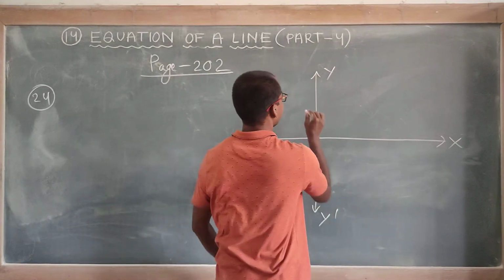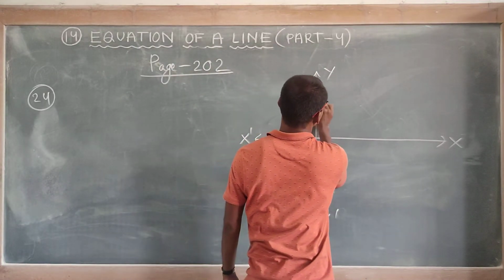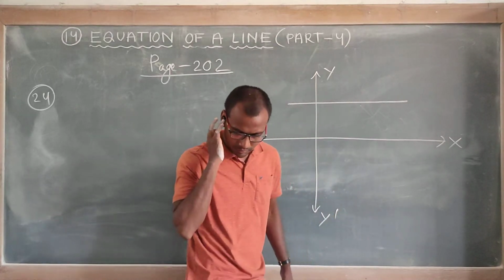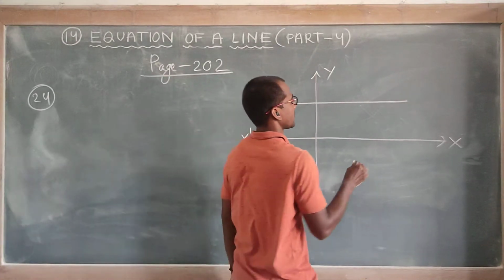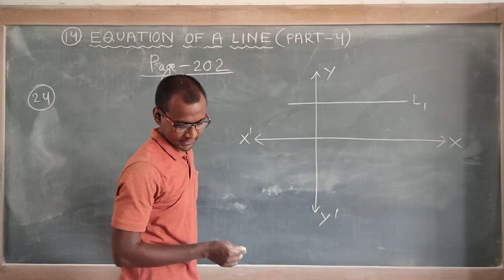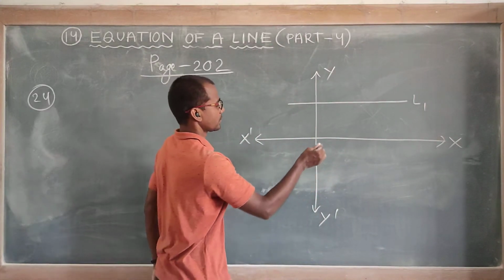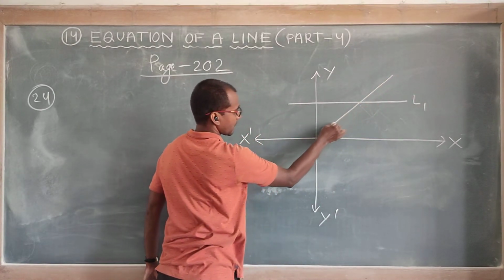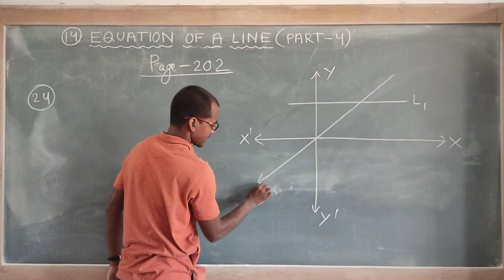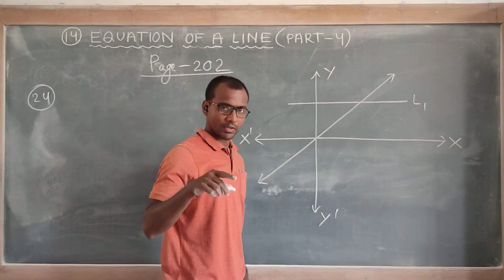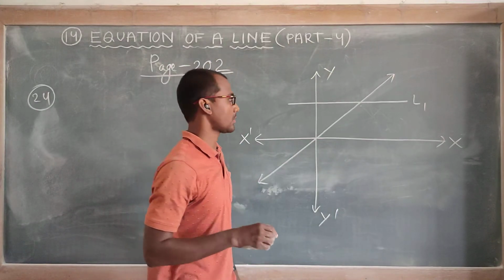Then this is line L1. Then there is another line L3 passing through the origin. A few minutes before I told you that if a line is passing through the origin, then its constant term will be missing. So definitely its equation, its constant term will be missing.